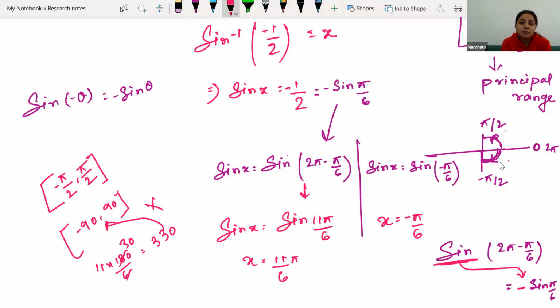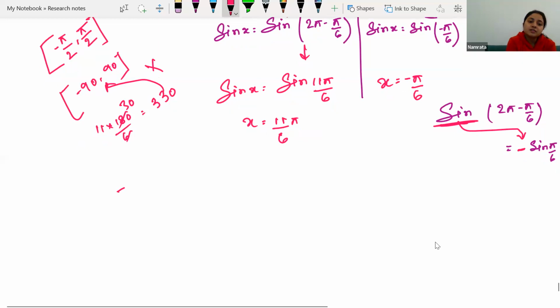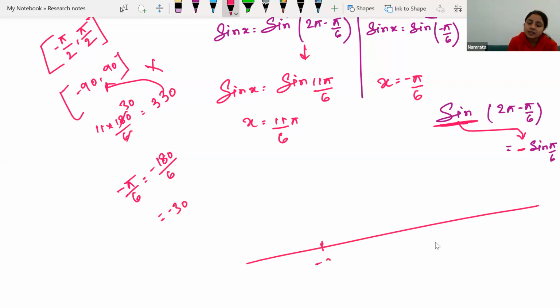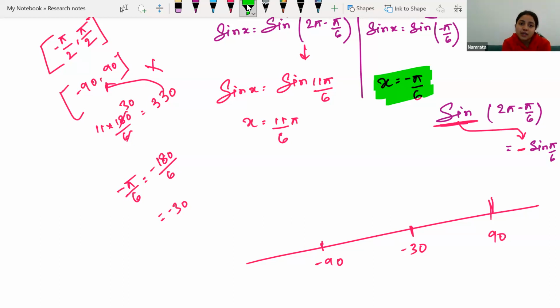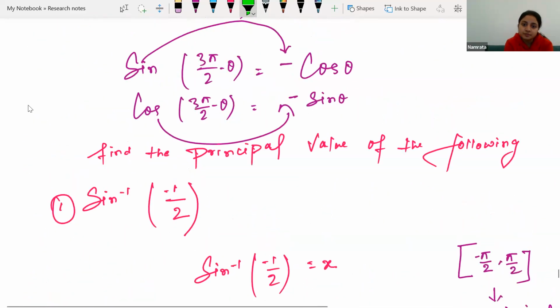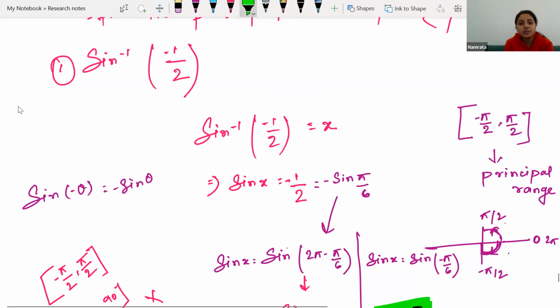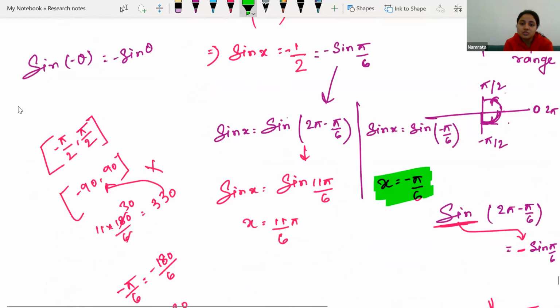So what will be the answer? Minus pi by 6. Let's check it. Minus pi by 6 means minus 180 by 6, that means minus 30. Minus 30 lies between minus 90 and 90. So yes, we can take minus pi by 6 as the answer. This is our answer, x equals minus pi by 6. This is our principal value for the given inverse trigonometric function. Let's do a few more questions.